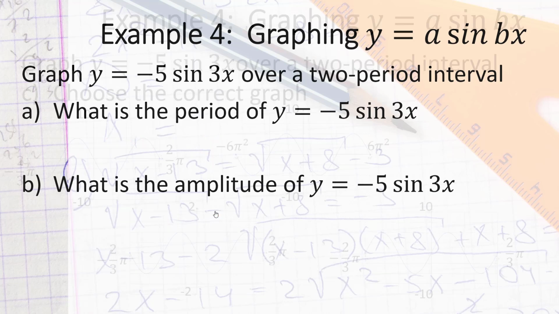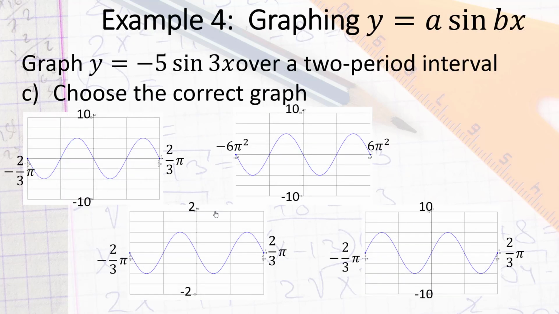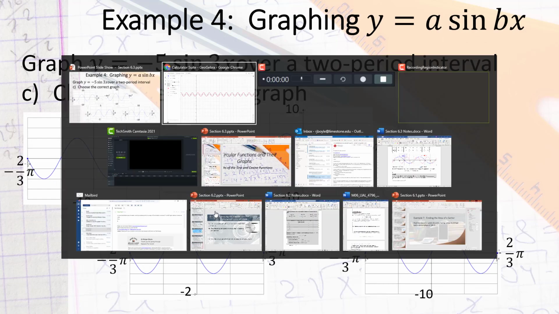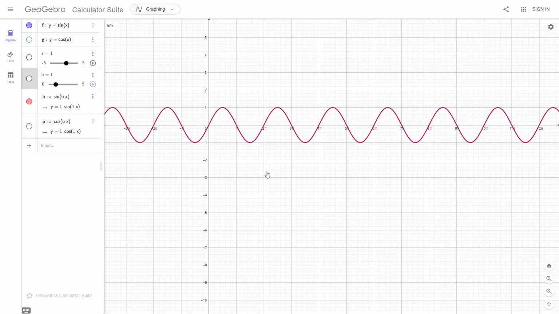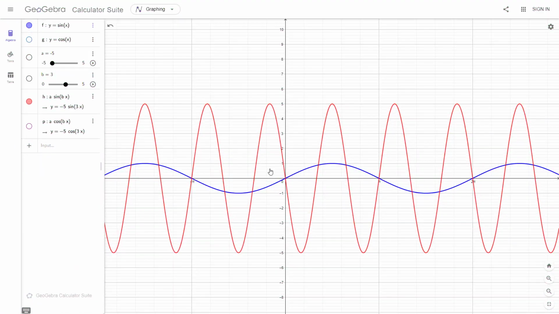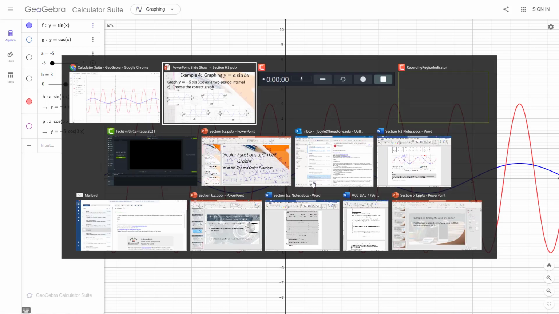And thirdly, we need to choose the correct graph. Now, before we do that, let's actually look at this graph in GeoGebra. So here we are. Okay, now since this is negative 5 times sine of 3x, notice that when x crosses 0, we are going down instead of going up. So we actually have a sine wave that is basically flipped about the x-axis. So it's going to go down as x moves away from 0 until it gets to -5, and it's going to go back up. So that's the kind of graph that we're looking for.